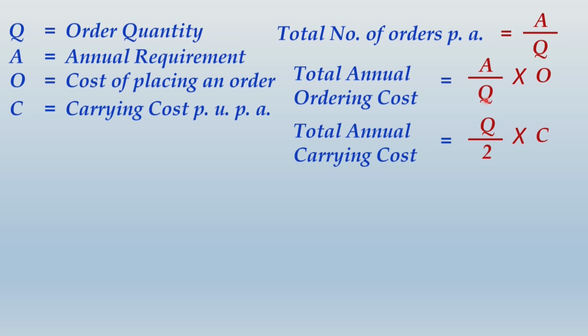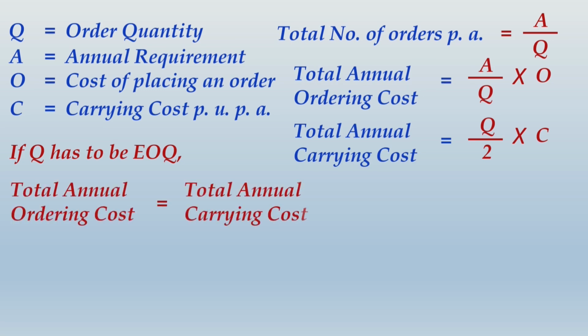Currently, Q is standing for any order quantity, but I am writing a line: if Q has to be EOQ, total annual ordering cost should be matching with total annual carrying cost because of the targeted equilibrium, and that means A into O by Q equals Q into C by 2, because this is the total annual ordering cost, this is the total annual carrying cost. If you equate these two, you will find that Q will become EOQ.